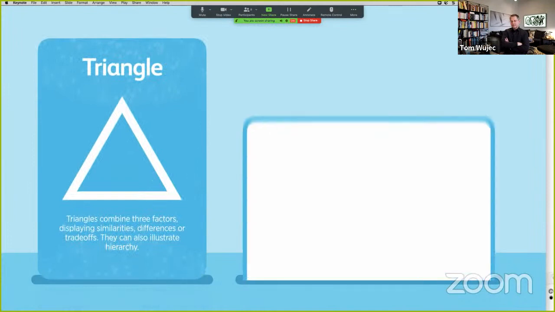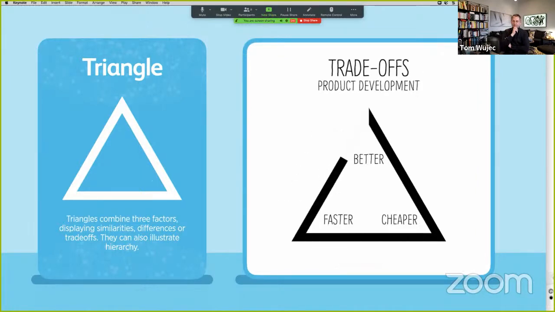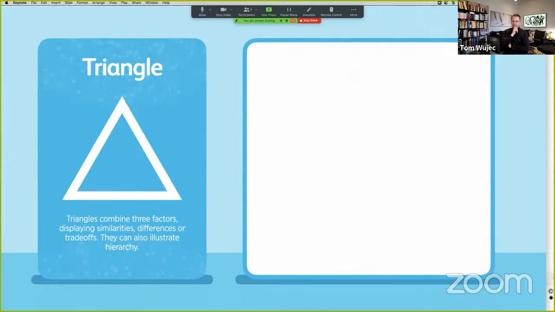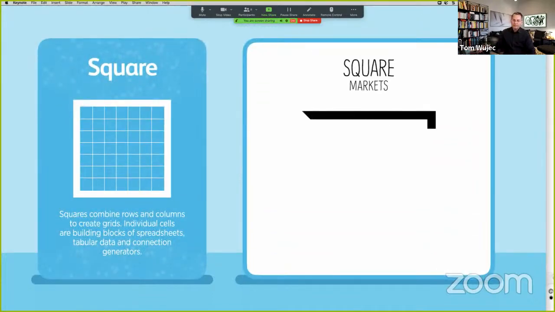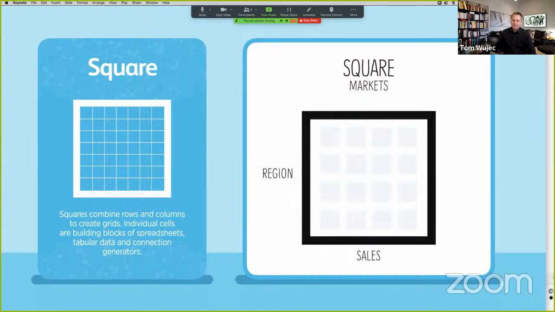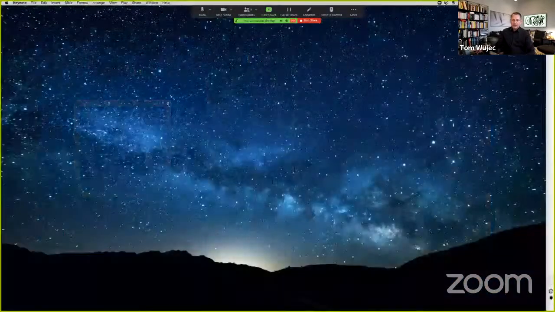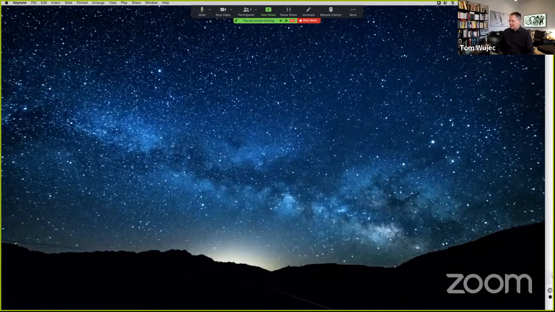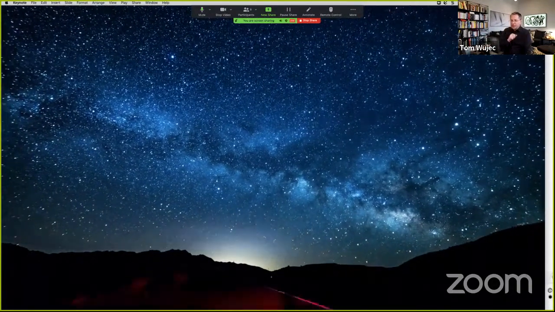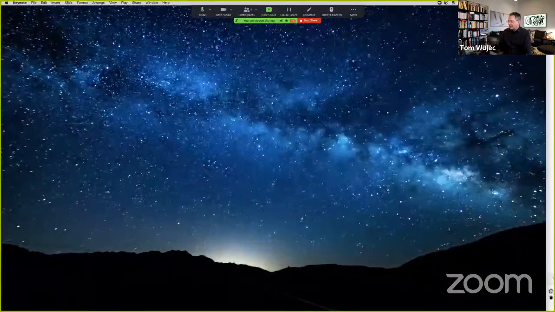Triangles bring together three factors. You can use them to map hierarchy, trade-offs, and forces. A square establishes a solid grid combining rows and columns into cells or nodes, and we use them endlessly for spreadsheets. But we can also use them to generate new information and force connections in idea matrices. And it goes on. There are about 30 or so fundamental structures, 20 that do most of the work in business and, I think, in science. By learning the language, like learning the alphabet, you can use these to express, collaborate, and sell more effectively.